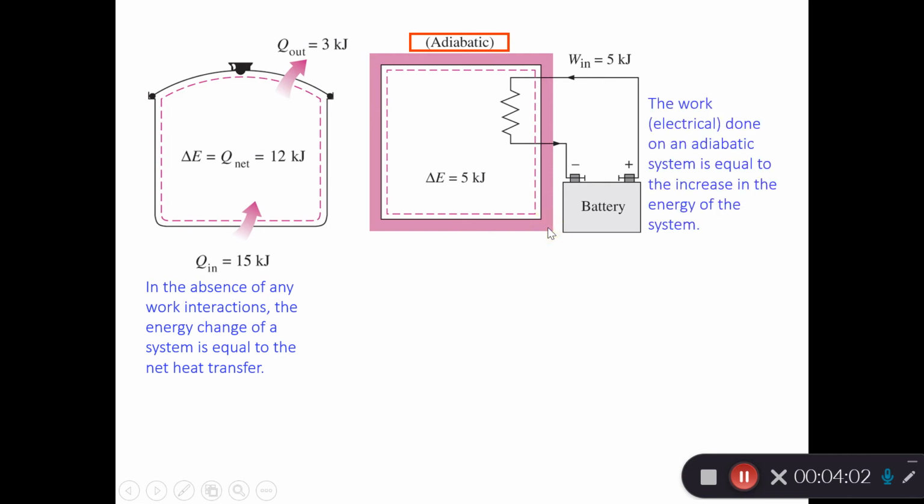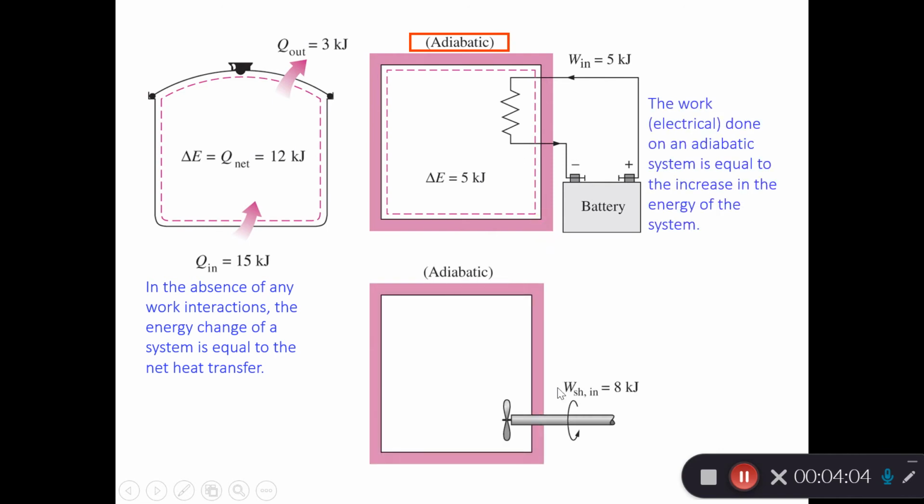Another one: we have shaft work in, because the shaft is rotating from outside and it's rotating the content inside here. It's being powered by something else outside. That shaft work in is 8 kilojoules. Again, the system is adiabatic, so the change in energy inside will be 8 kilojoules. No losses to the surroundings.